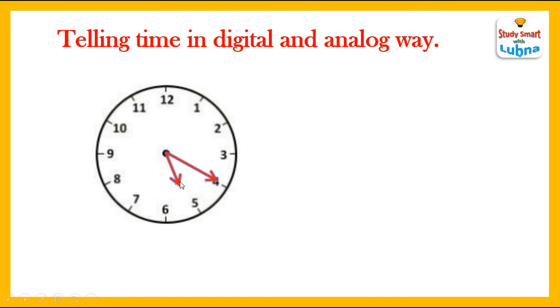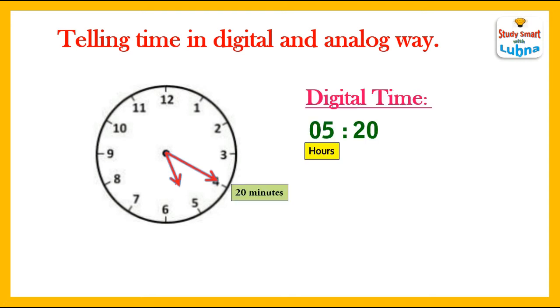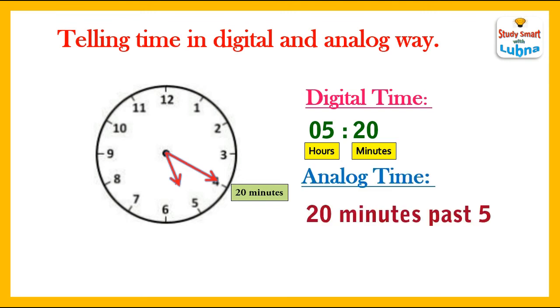In this analog clock you can see the small hand, the hour hand is pointing towards 5, means 5 hours, and the big hand is pointing towards 4, means 20 minutes. So the digital time is 5 hours and 20 minutes, and the analog time is 20 minutes past 5.